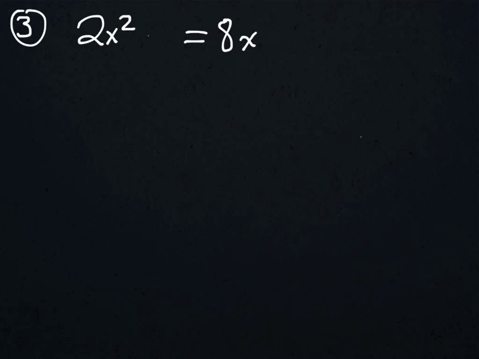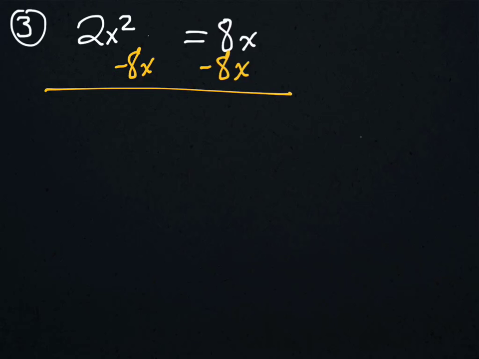Okay, so let's look at this next one. We have 2x squared equals 8x. We have a problem because not everything's on the same side, so we need to move everything to the same side. I'm going to choose to keep my x squared positive, so I'm going to move my 8x over to join. And that gives me 2x squared minus 8x equals 0.